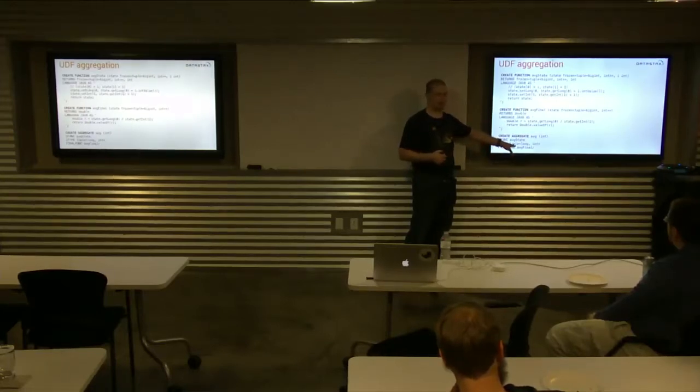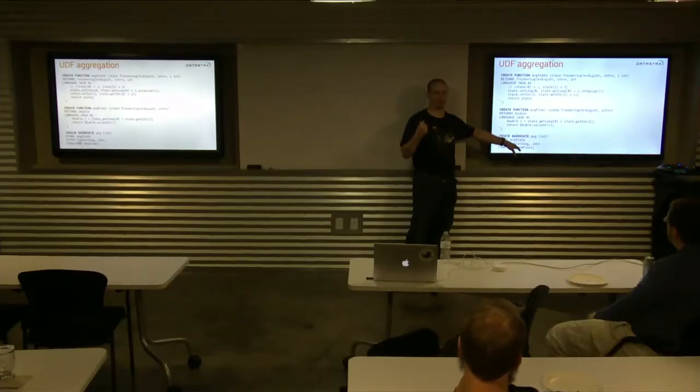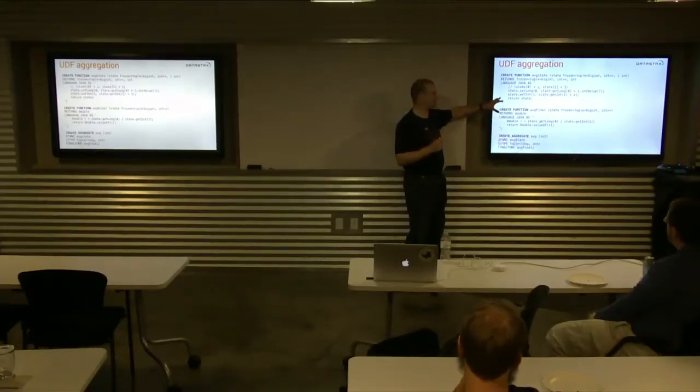That's what S-type stands for, is state type. This is what I'm maintaining my state in between function invocations, and then a function to call against that accumulated state to get the final value. So as an example, we're going to look at a function that computes the average.